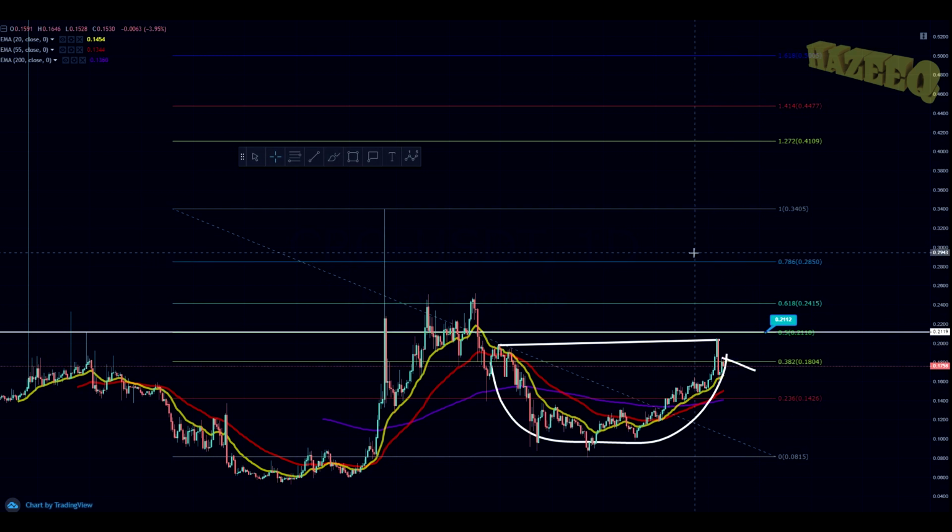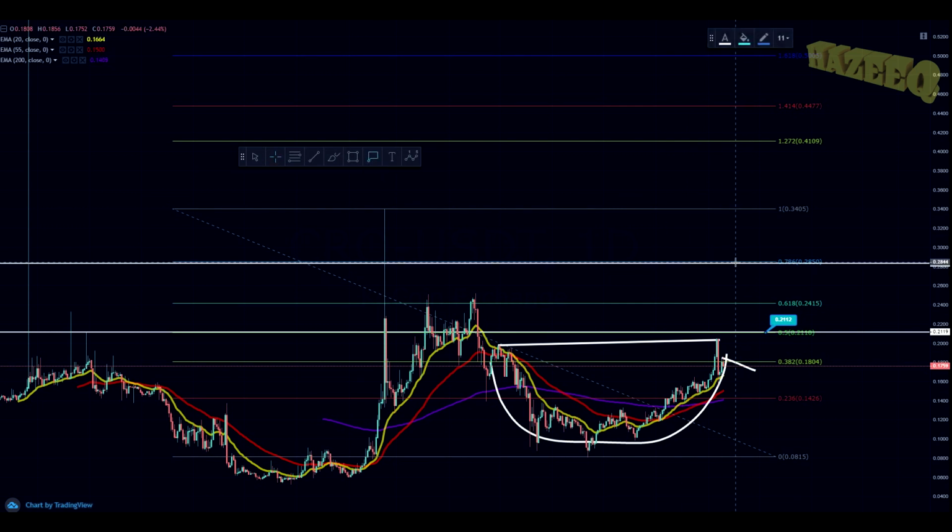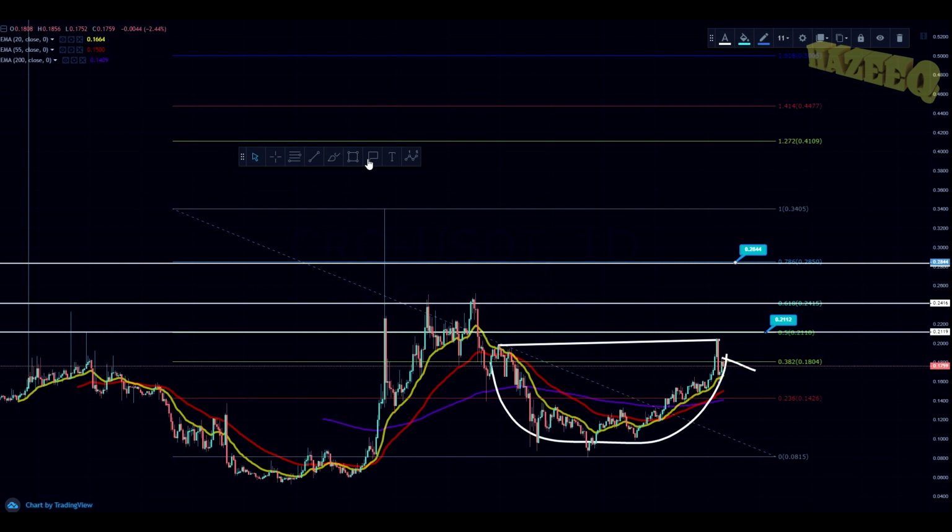So pretty much it's giving us this 28% target, 28 cent target over here, 28.5 cent at the 0.786, okay? And this would mean that we would have broken through the 618 on the fib over here, sitting at 24 cents. That is a major resistance level as well. I always say the 0.618 is the most important Fibonacci level of them all.